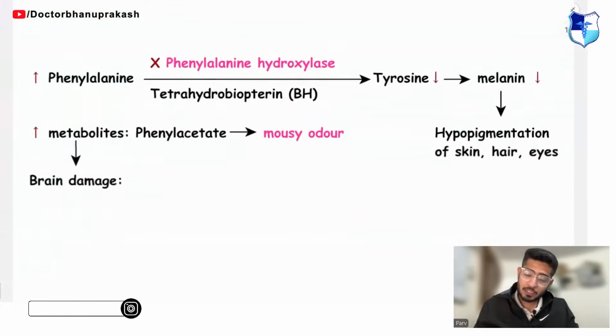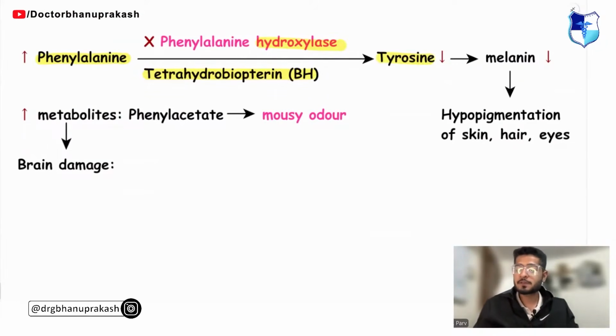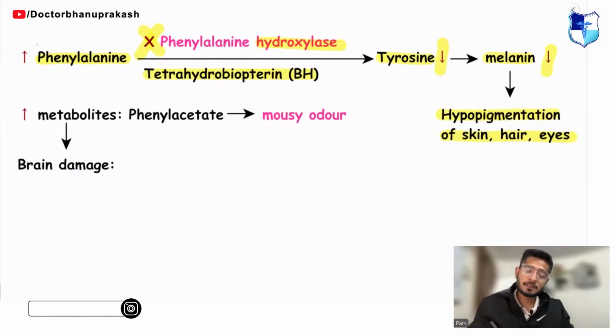Coming on to phenylalanine. Phenylalanine, with the help of phenylalanine hydroxylase and tetrahydrobiopterin, leads to the formation of tyrosine, which further causes the formation of melanin. If there is no phenylalanine hydroxylase, there will be decreased tyrosine and decreased melanin, so hypopigmentation of the skin, hair, and eyes, and of course the phenylalanine is going to increase. Phenylketonuria happens because of hydroxylase deficiency.